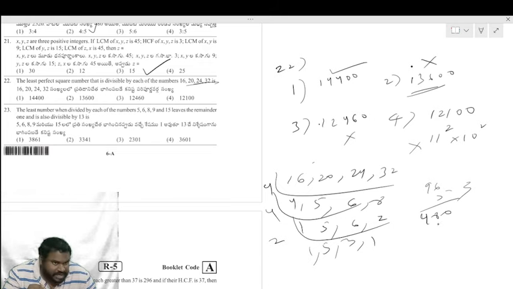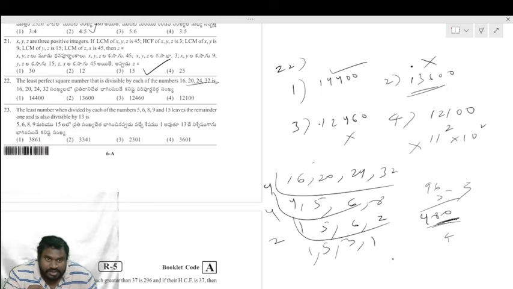See, for any number to be divisible by 4, the last two digits should be divisible by 4. So 80 is divisible by 4, so obviously 480 will also be divisible by 4. Now I'll verify with the first option. So all the options will be divisible by 4. So this cannot be divisible. Okay, everything will be divisible by 4.